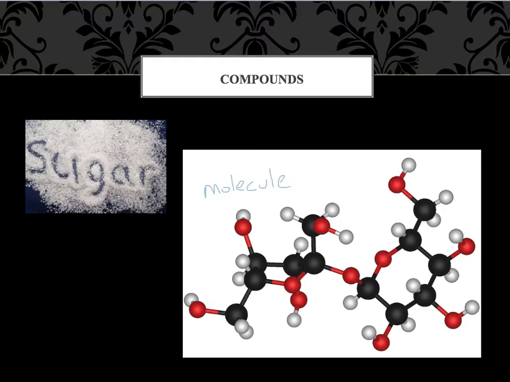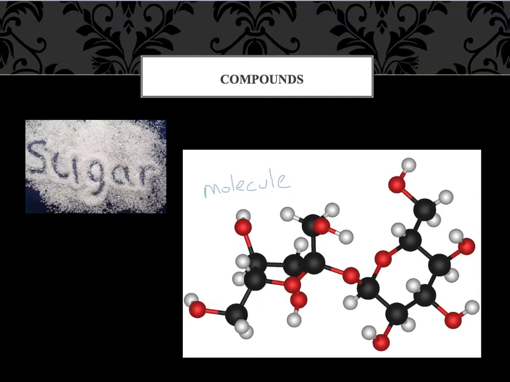So if we were to break this in half, let's say we were to snap that little bond right there, it would no longer be sugar. It would behave completely differently. So the smallest that you can bring down a compound would be a single molecule. Whereas one of these grains of sugar right here, it's not going to be a single molecule. It's going to be billions upon trillions of molecules kind of stuck together in one crystal shape. And we could break it apart into single molecules then.